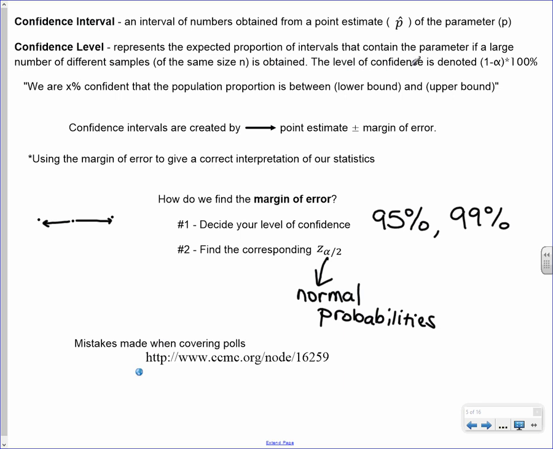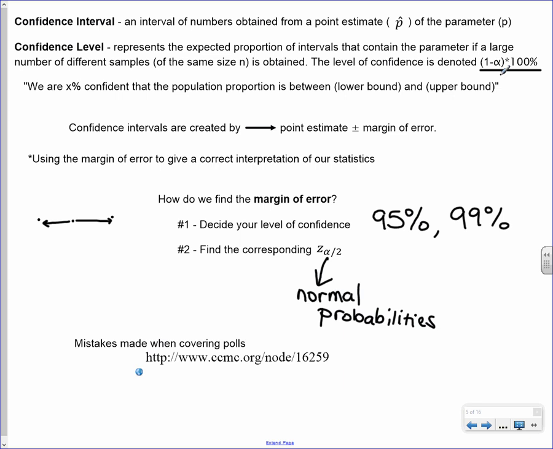The level of confidence is denoted by (1 minus alpha) times 100%. Now you've seen that alpha before. We talked about that back in chapter 7. Alpha is always the area over to the right. That alpha we'll talk more about in these last two chapters because it does help us to identify what area we're looking at.